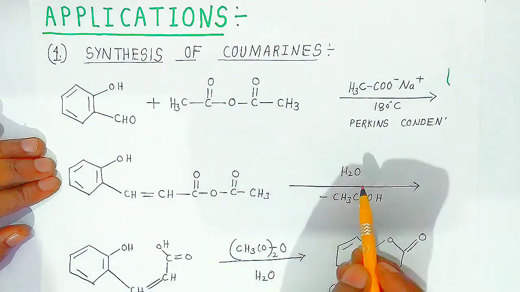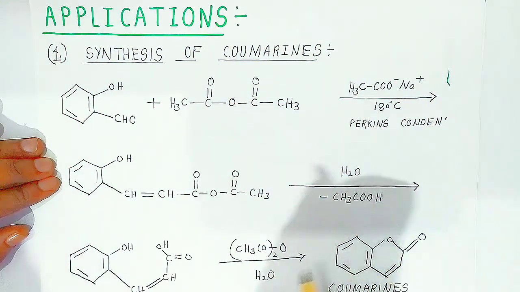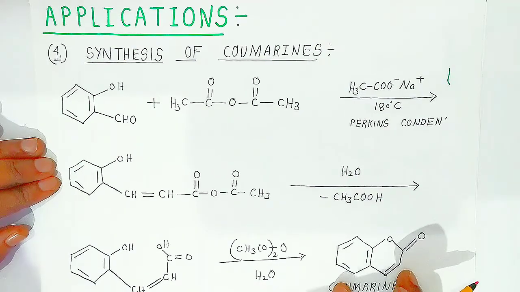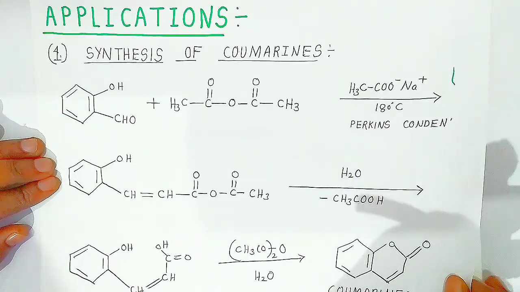So now after that students, hydrolysis will take place. Now after hydrolysis, it will form this type of compound, and then another molecule of acetic anhydride will come and it will form the coumarin. So coumarin preparation is very important students. So many products we are getting from the Perkin condensation.